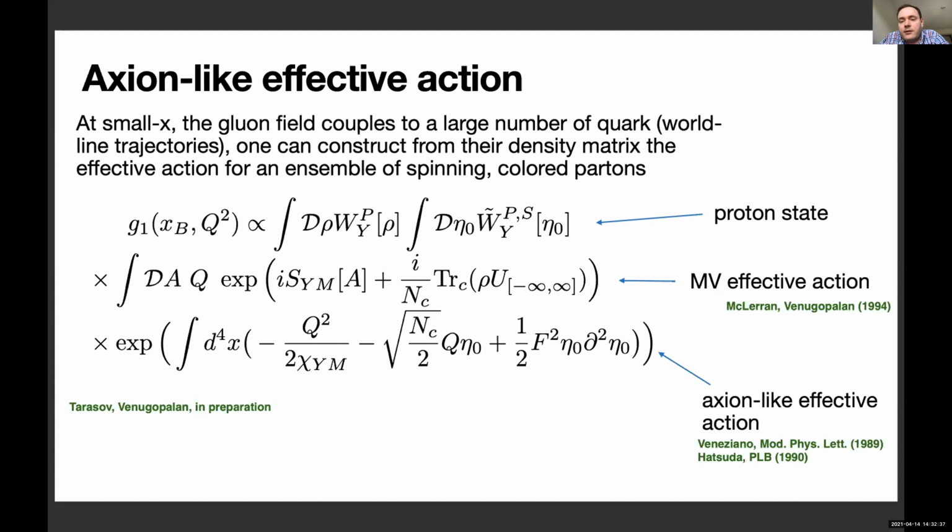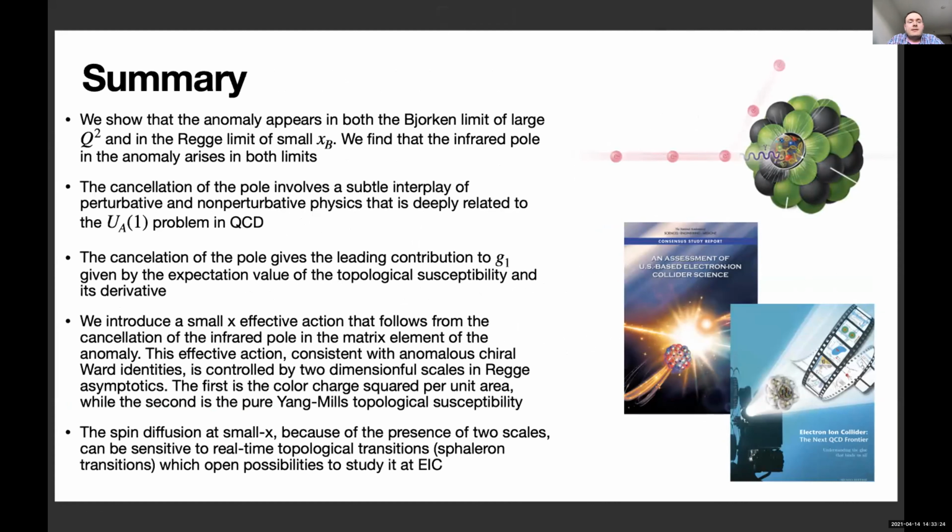In the second line, you can see the MV effective action, which is going to define the unpolarized scattering. And in the second line, you can see the axial-like effective action. It contains the coupling of F F dual and eta naught, and that coupling is essential for the cancellation of the infrared pole. And then in the first line, there is a distribution W, which defines the distribution of color charge rho, and also the distribution of eta naught. One can actually write down the form of this distribution and do the fitting of experimental data. So that's what we observe, and that's a summary.